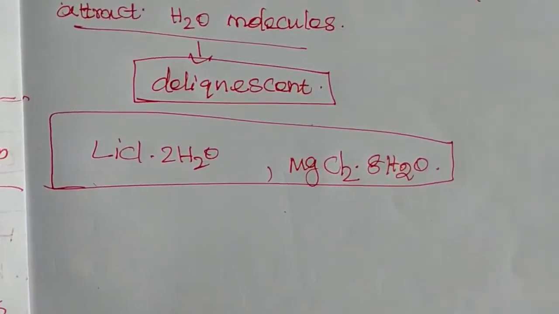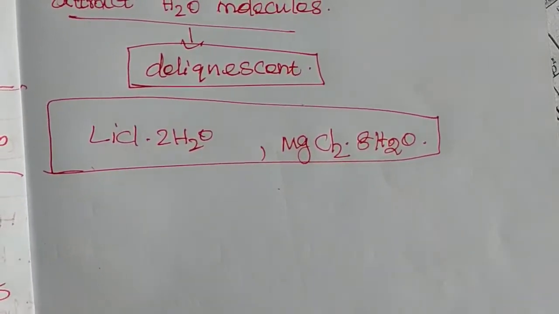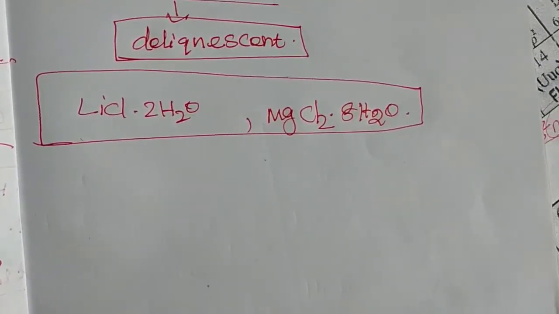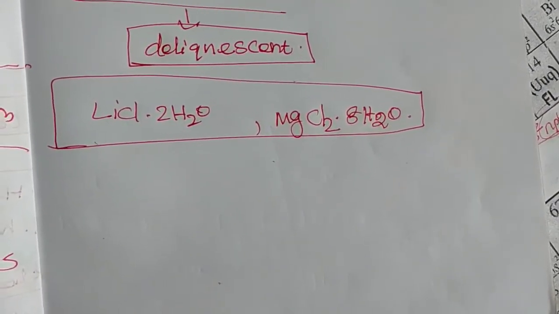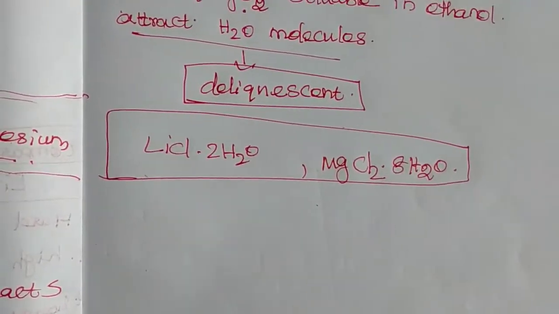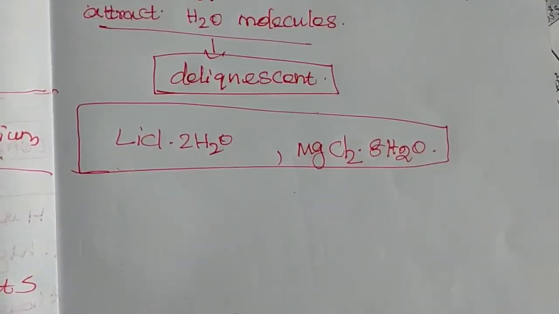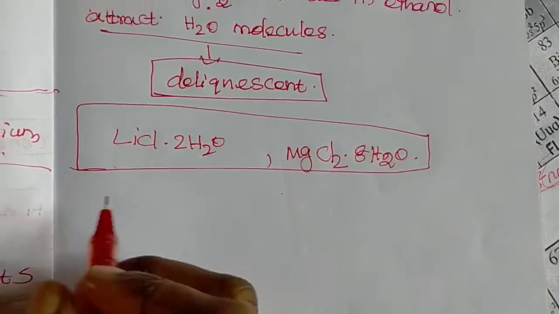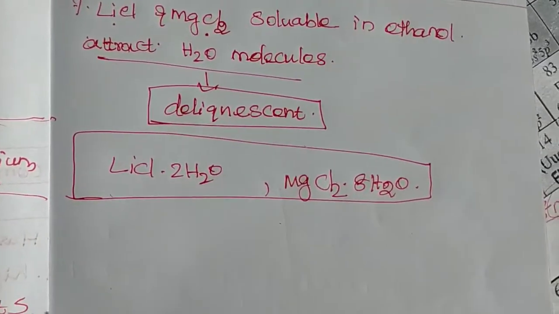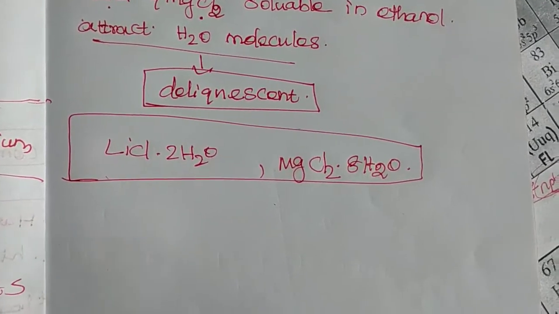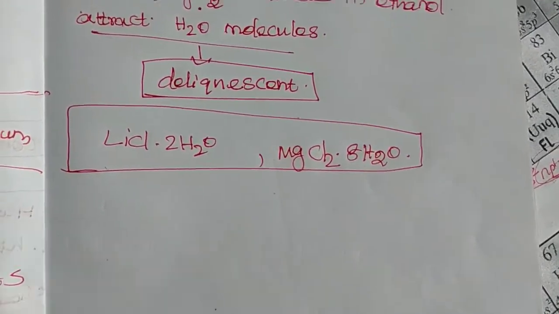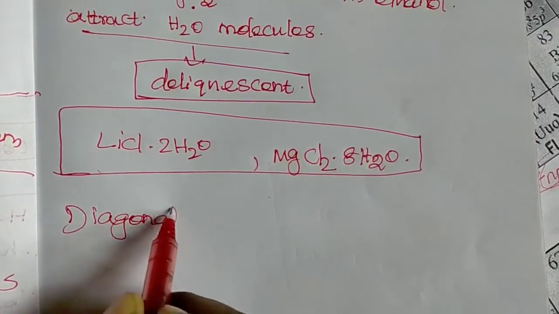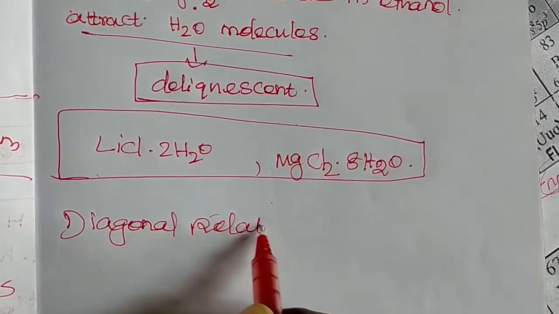So the differentiation between lithium and other metals, and the similarities between lithium and magnesium, are both important questions. Study at least 5 points for each question. Then the next topic, diagonal relationship, is also a distinctive behavior of lithium.